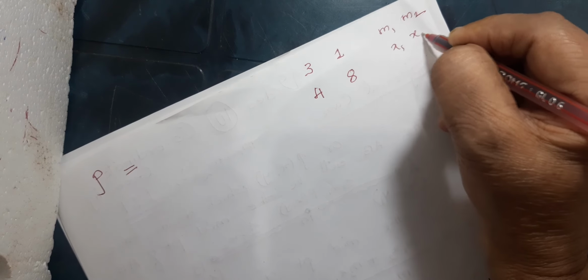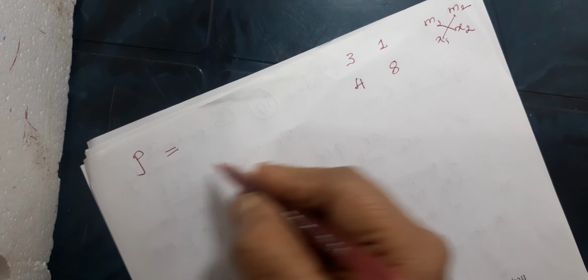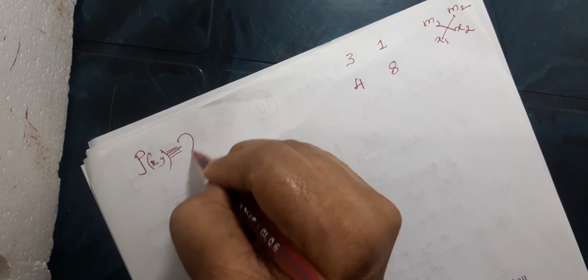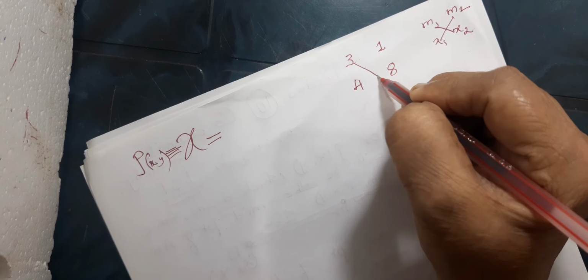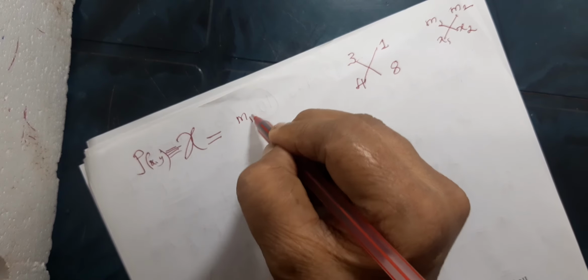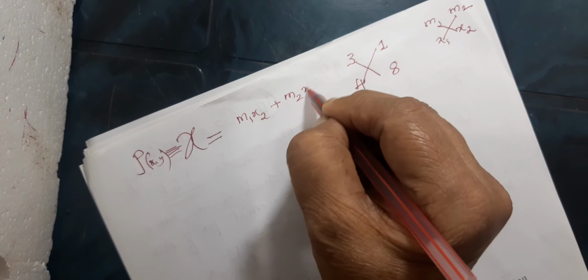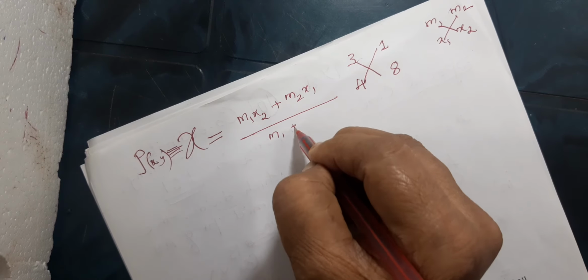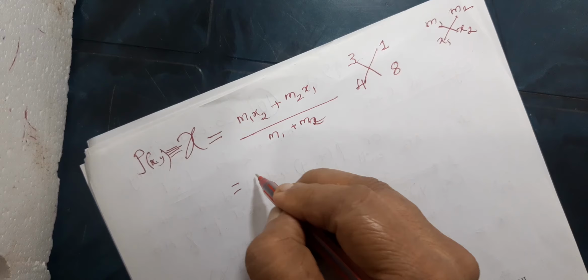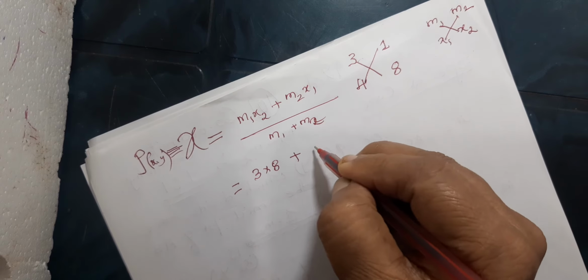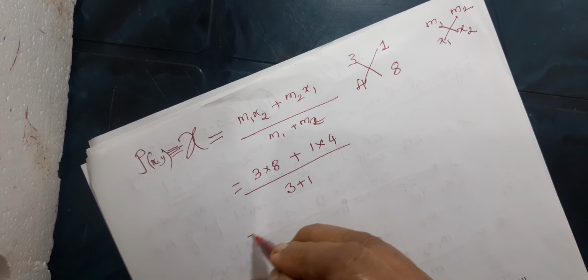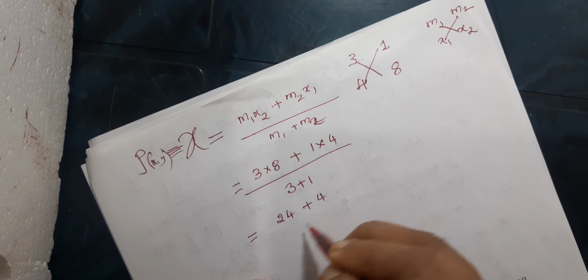M1, this one, x1, x2, cross multiply. So P is equal to x, y, where x is equal to, I will cross multiply this. That formula you must write, of course. x is equal to (m1 x2 plus m2 x1) by (m1 plus m2), because they will give half mark for the formula. And then here I will do 3 into 8 plus 1 into 4, divided by 3 plus 1, which is equal to 24 plus 4 by 4.